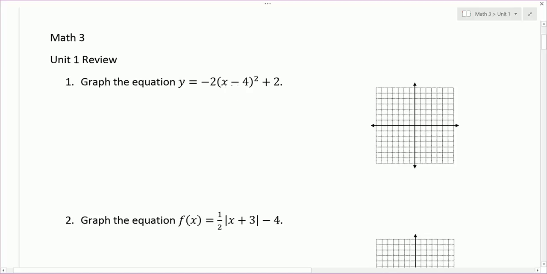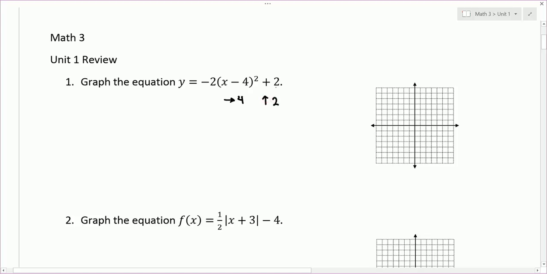Also, we have the x minus 4 inside of the parentheses. The number with the x translates the parent graph left to right. In this case, that minus 4 is going to move us to the right 4 units. And that plus 2 tagged on at the end is going to move us up 2 units.